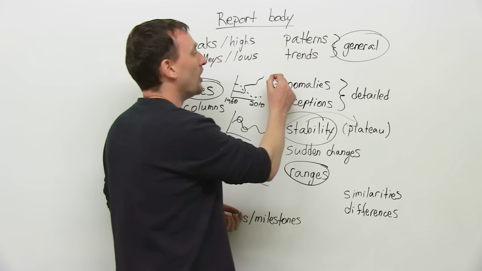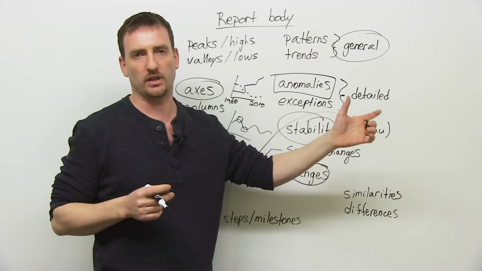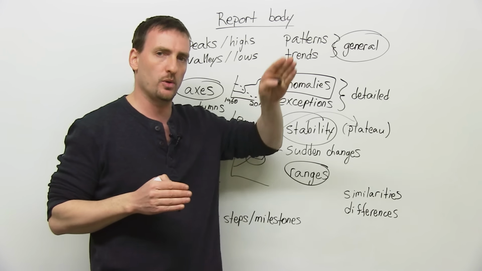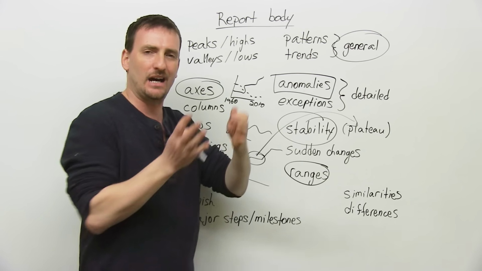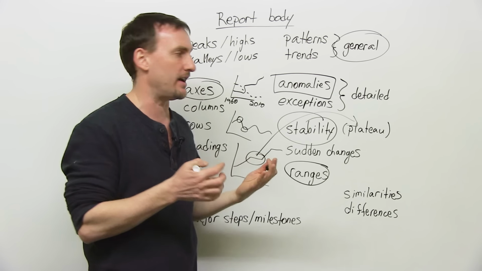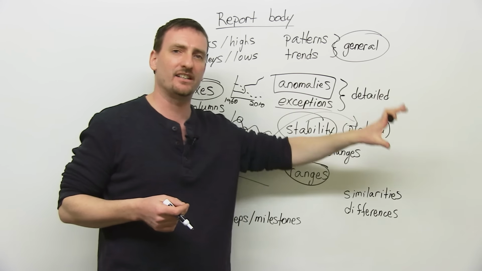Then you look for the anomalies. Now, what is an anomaly? It's something out of the ordinary. If you have a pattern, everybody's going up, up, up, but one is going down, that one is the anomaly. It is outside the pattern, outside the trend. Exception is another way to say anomaly. Something that goes against the trend.